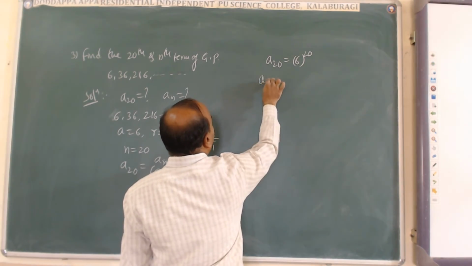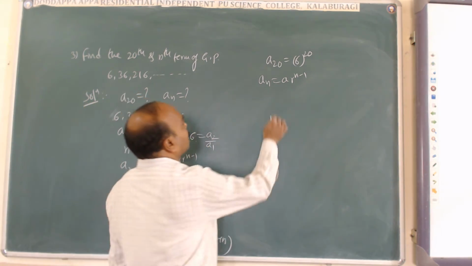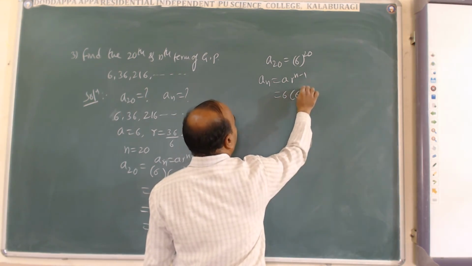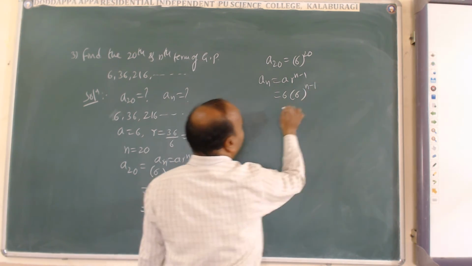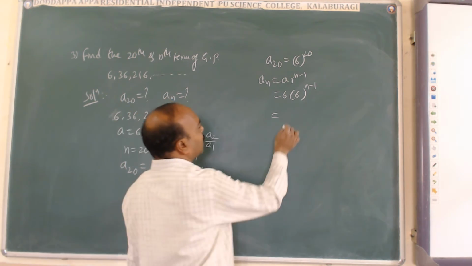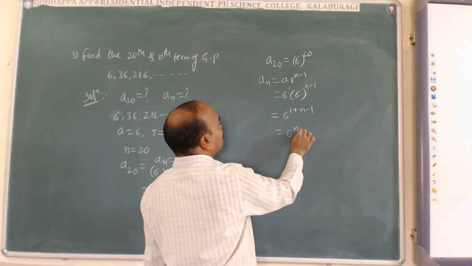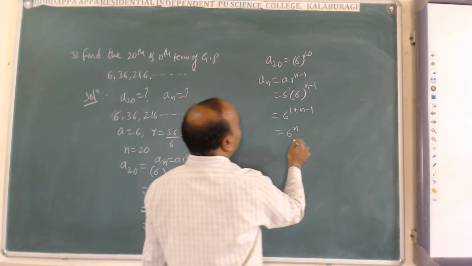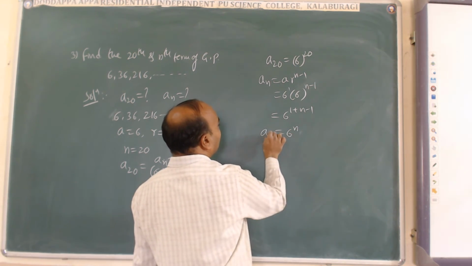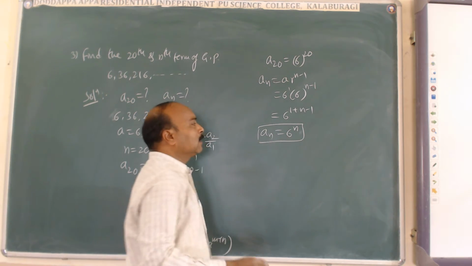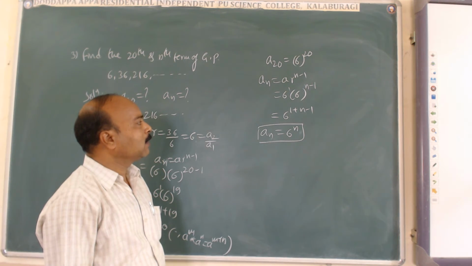And the nth term, a_n equal to a r raised to n minus 1. So a value is 6, r value is 6, whole raised to n minus 1. Now here again the index formula. It is 6 power 1 plus n minus 1. It is 6 raised to n. Here n is the general form only. So a_n equal to 6 raised to n. It is the nth term of the given geometric progression.